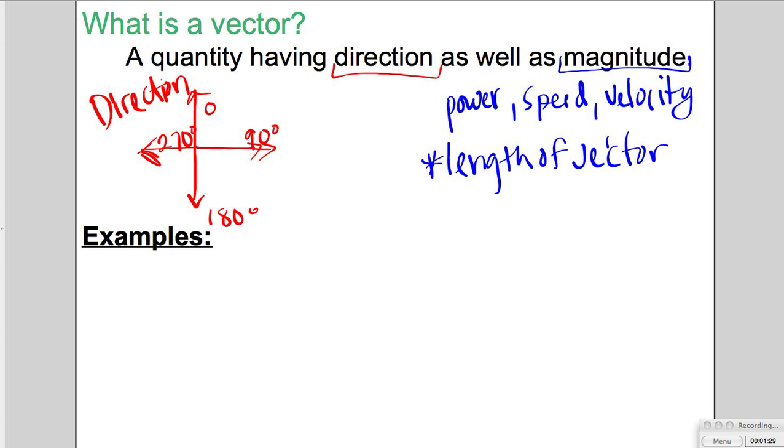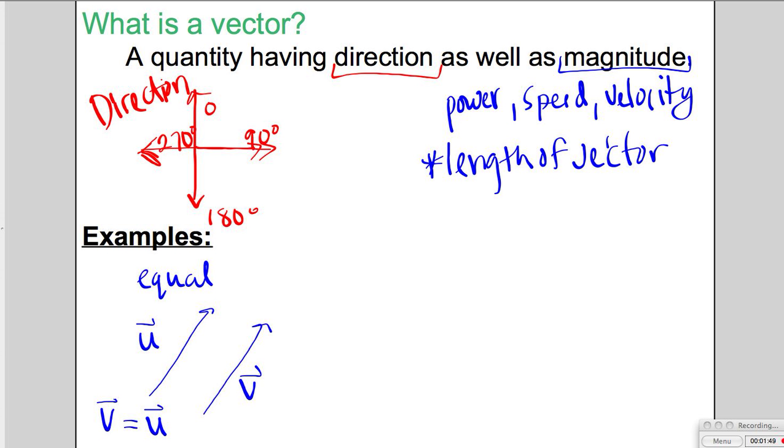Now some examples. If we wanted two vectors that are equal vectors, they would have to have the same direction and the same magnitude. This is vector u, and this is vector v, and they are equal vectors because they have the same speed, the same magnitude, and direction. Notice the symbol that I'm using here to talk about the vectors is this sideways arrow without the bottom part of it. If we did a full arrow, it would be a ray.